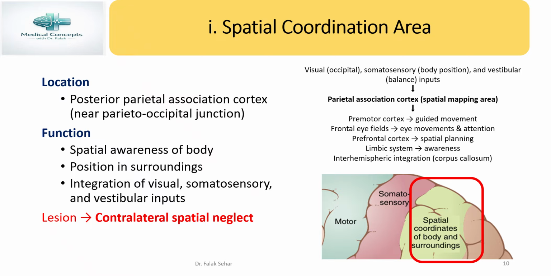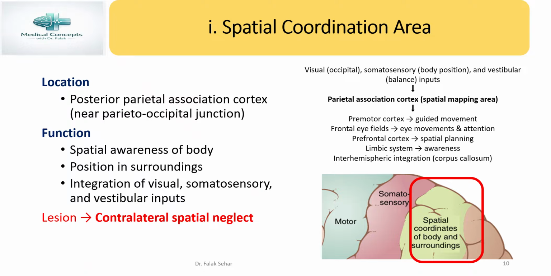surrounding. This information is then distributed to different regions such as the premotor cortex for guiding movement, the frontal eye field for eye movement and attention, and the prefrontal cortex for spatial planning. It also contributes to awareness via the limbic system and is integrated across both hemispheres. Overall, this area helps us understand where our body is in space and how we interact with our environment.